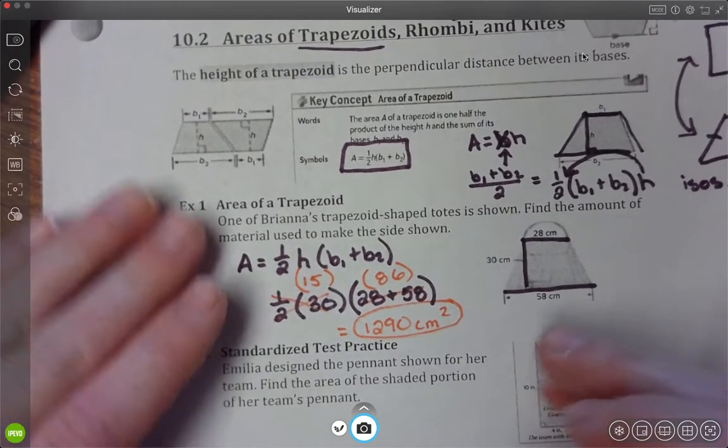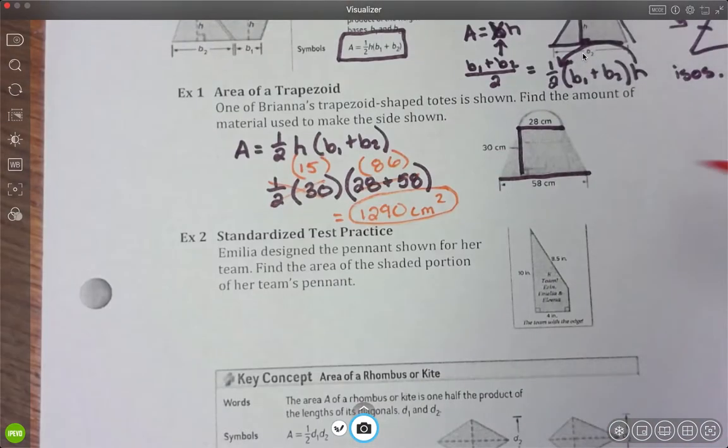All right, so example 2, Amelia designed the pennant shown for her team.